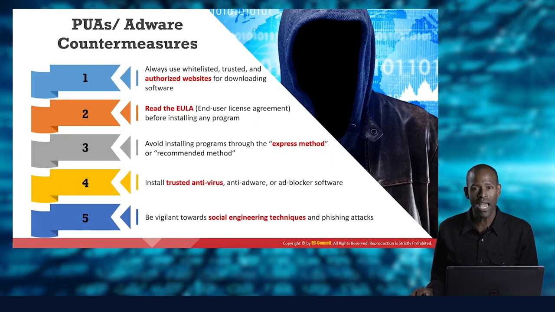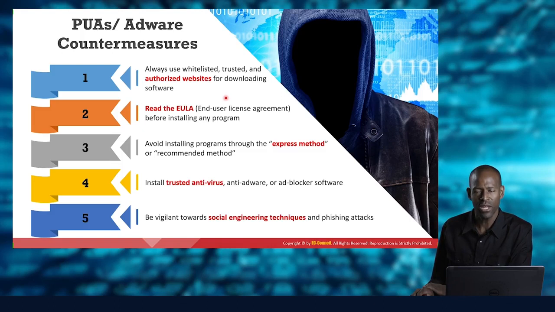What about PUAs and adware and PUPs and grayware and so on? What you can do is have whitelisted, trusted, authorized websites and then block the rest so you don't actually accidentally run into one of those sites. Also, read the EULA. Have you ever read a EULA? A EULA is an end user license agreement. If you haven't read a EULA, read one today. You can even look up EULAs online.